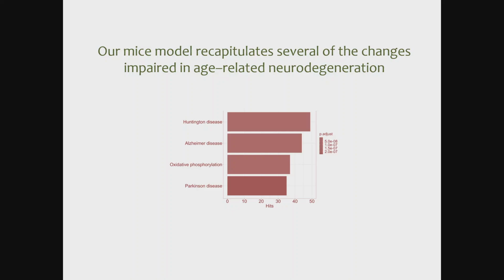Because most of the cases are age-related. 95% of the cases of Alzheimer's are age-related, about 90% of Parkinson's disease, and most of them don't have any mutation. It's just the aging process, and we know now that we can study neurodegeneration in our animal model because it's very, very similar to what is happening in neurodegeneration.